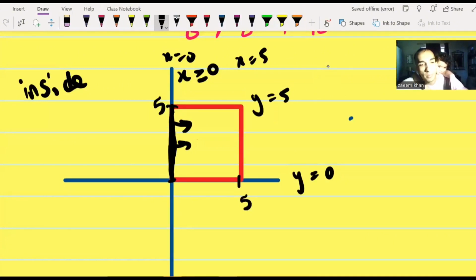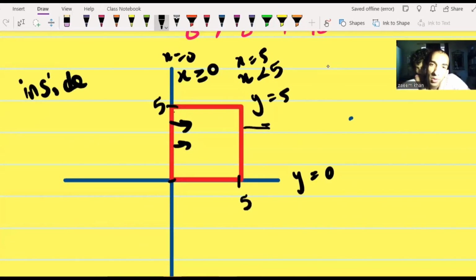Right? Now, how would this equation, x is equal to 5, change into an inequality? Instead of x is equal to 5, it's going to be x is bigger than 5. Less than 5. Because if you go to the right of it, you're essentially out of the square. You need to go on the left of this line because the values of x are less than 5 on the left side of this line, right?